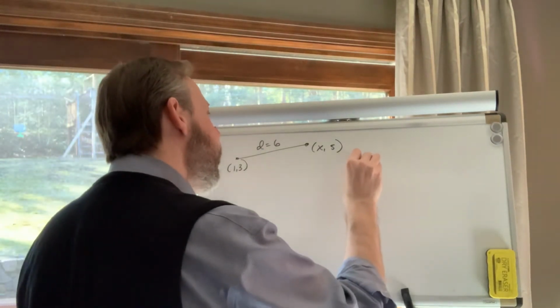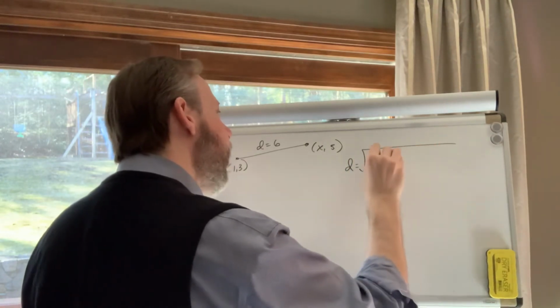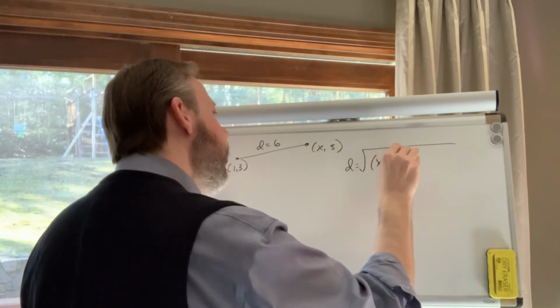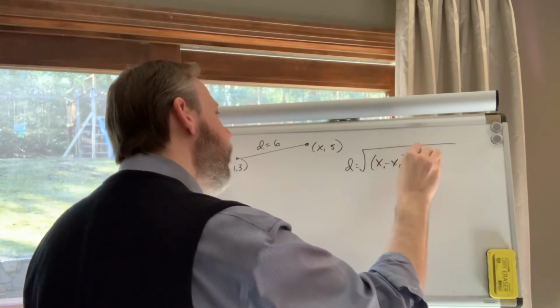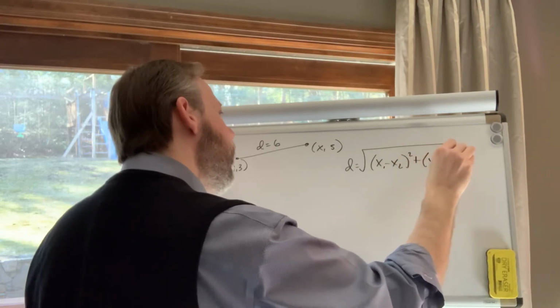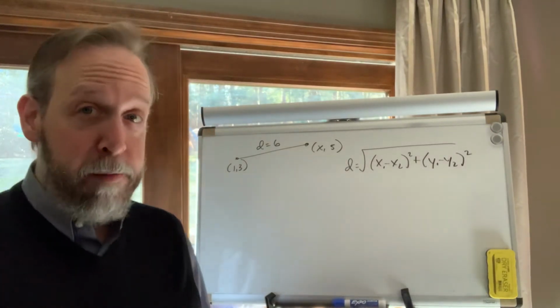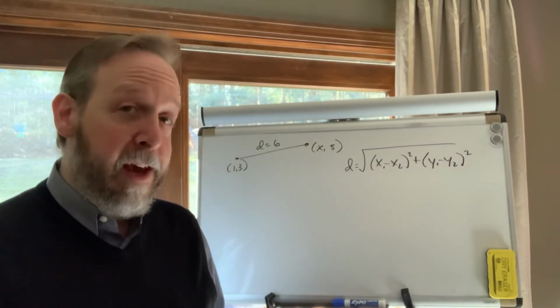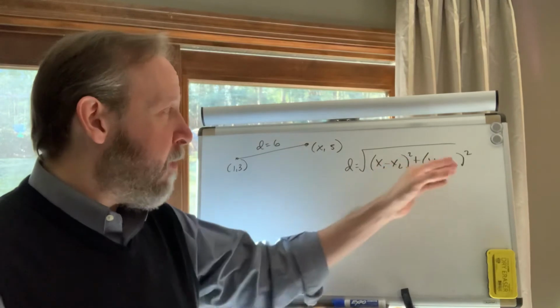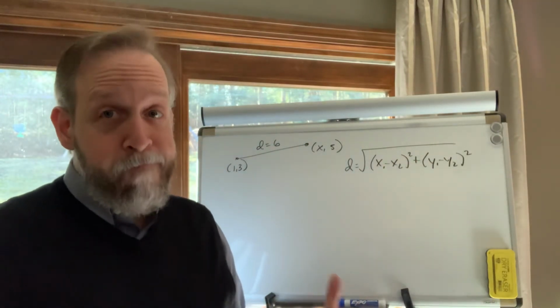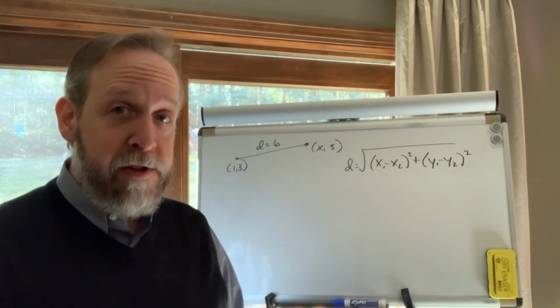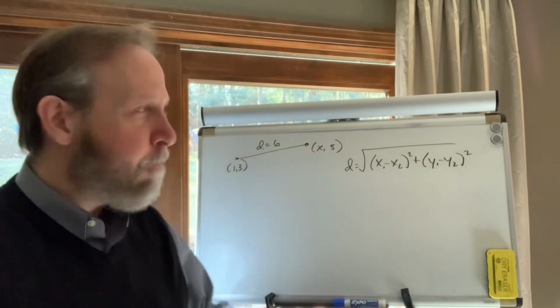The distance between two coordinates is the square root of the difference of the x's squared plus the difference of the y's squared. I know we've talked about it before. It's akin to the Pythagorean Theorem, a squared plus b squared equals c squared. Very similar, but you have to know the distance formula to solve this problem.